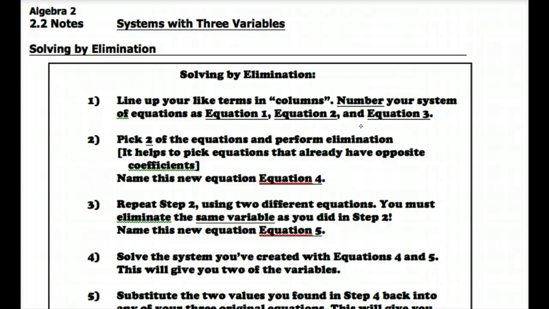In Algebra 2 we're going to expand that and we're going to start talking about systems of three equations with three unknowns. So that means our systems in this lesson are going to have three variables. I will give you some fair warning.